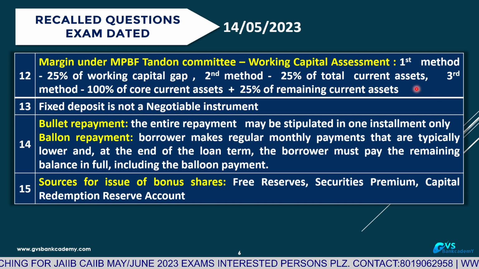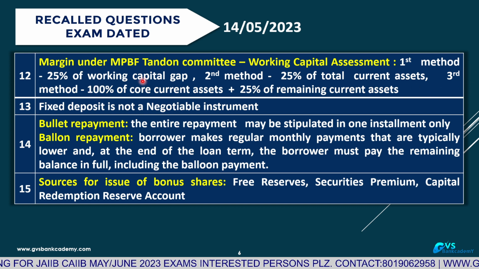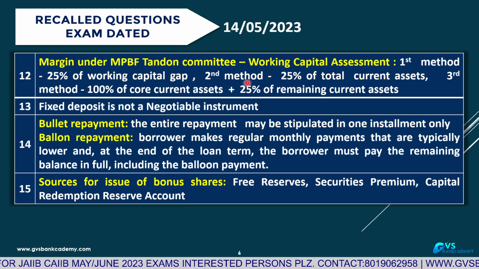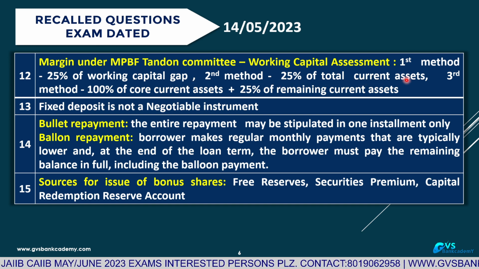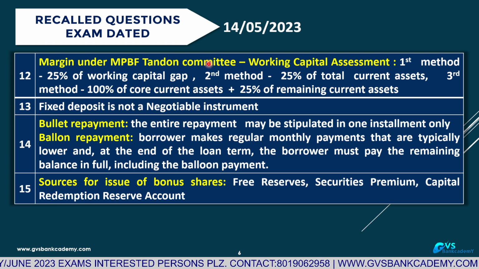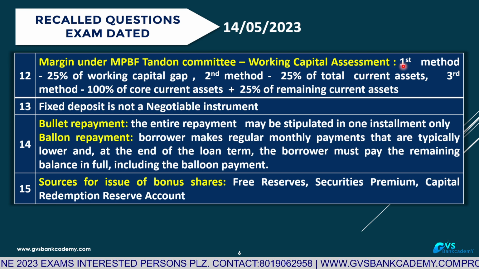So overall, first method: 25% of working capital gap as margin. Second method: 25% of total current assets. Third method: 100% of core current assets plus 25% of remaining current assets. Very, very important for all examinations, including promotion exams also.